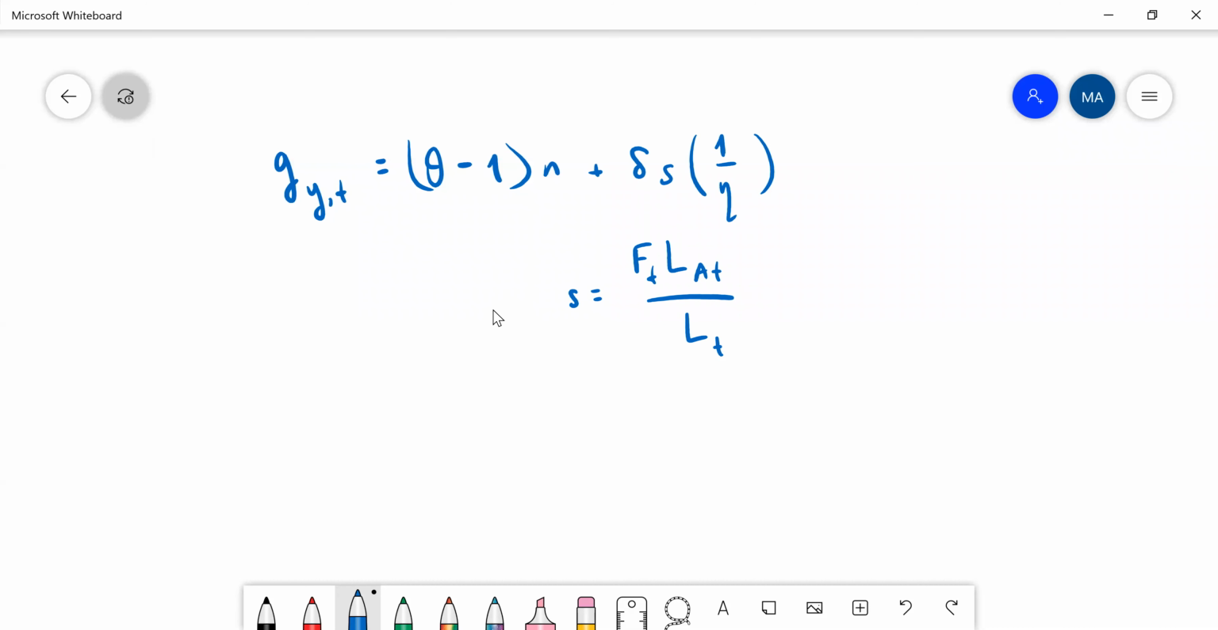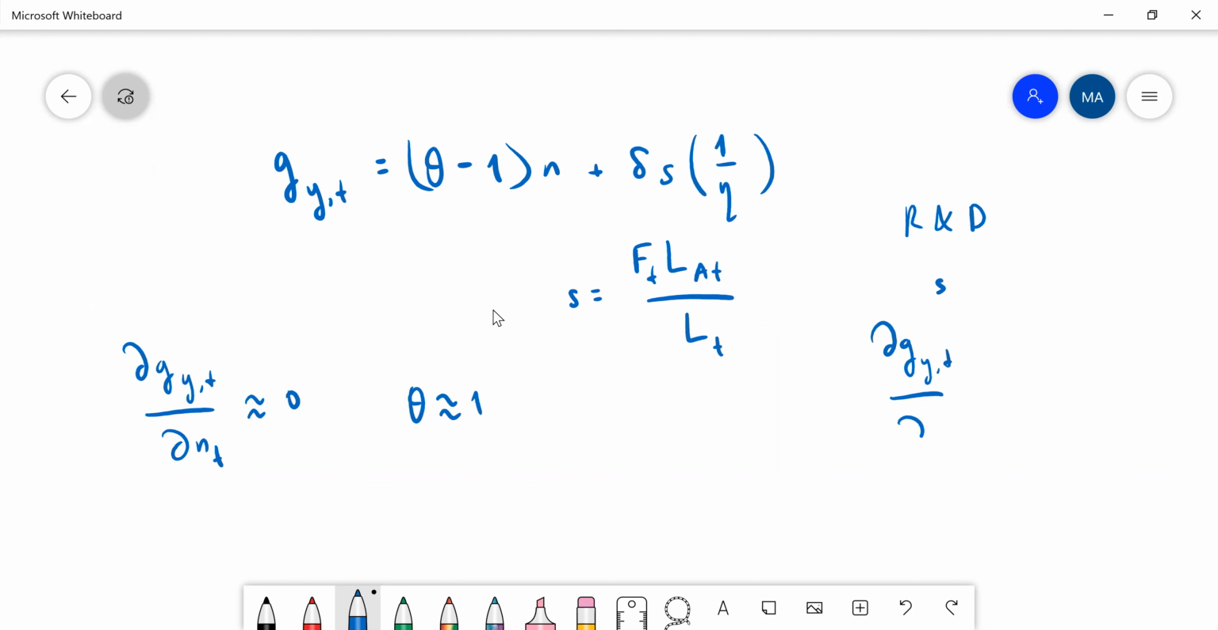Lentz and Mortensen show us that in the data, this relationship is close to 0. So what does it mean in theory? In theory, it means theta is close to 1, because that part is weak. Instead, if you look at the R&D shares at the firm level, you find that in the data as well.